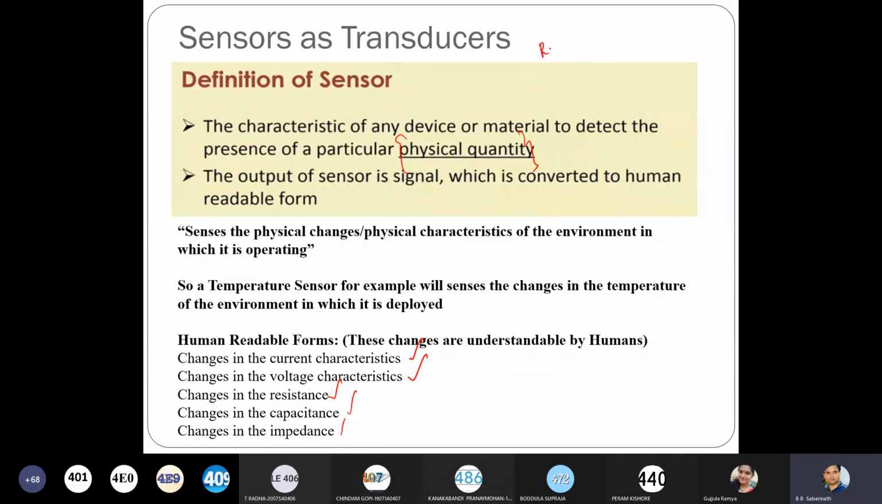So the strain gauge principle. Strain gauge is nothing but R equals rho L by A. Because of the stress, the resistivity varies, length varies, area varies, so R varies. So there is a change in the resistance.